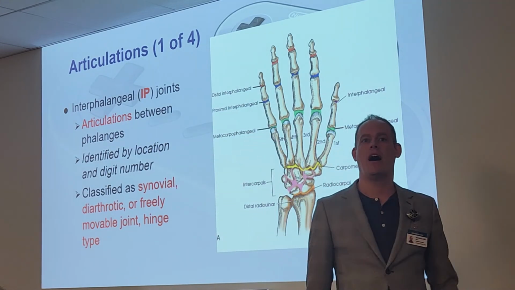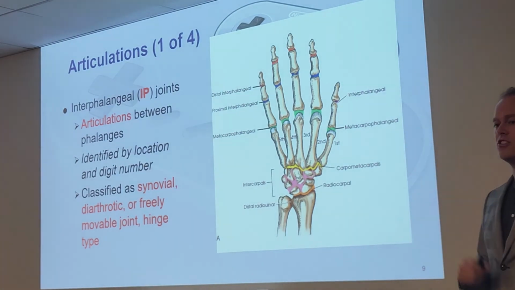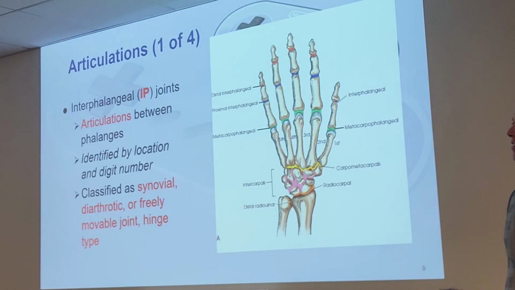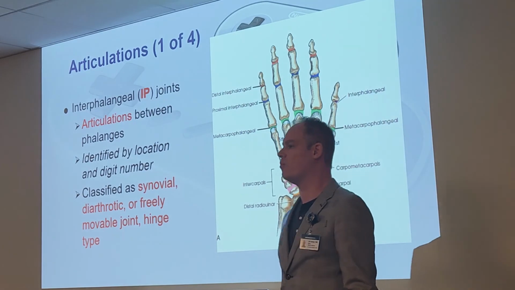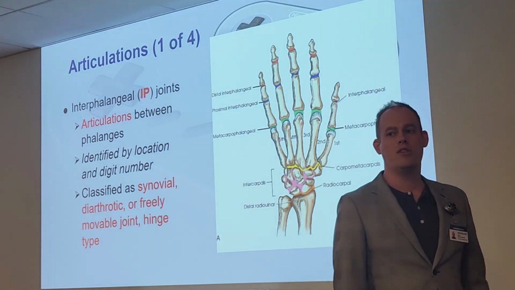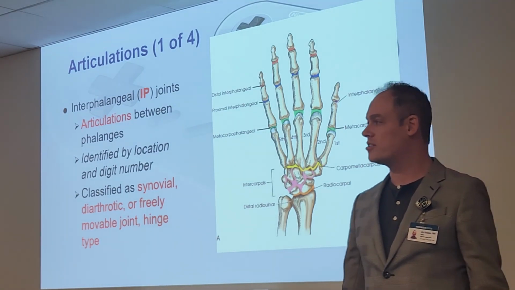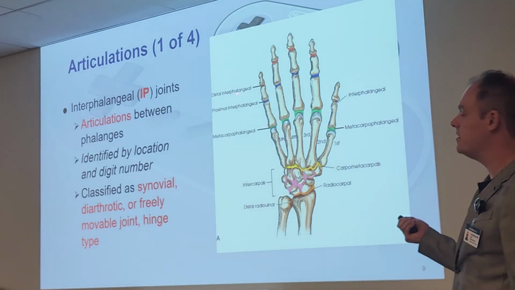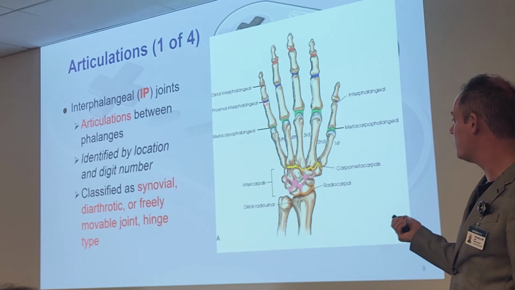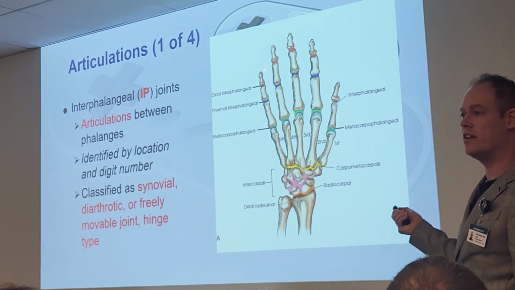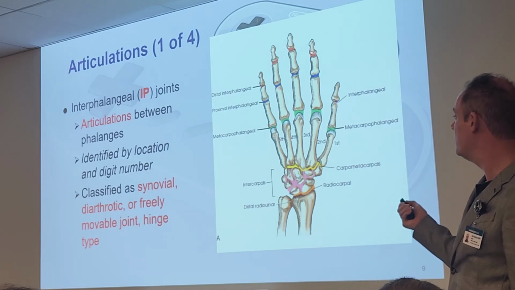They're identified by location and digit number. Classification, what we just talked about: they are synovial, they are diarthrotic, which means they are freely movable, and they're of the hinge movement type. Just like each phalange has a distal, middle, and proximal, these interphalangeal joints have a distal and a proximal. We have a distal interphalangeal joint and a proximal interphalangeal joint. Distal, proximal, distal, proximal.